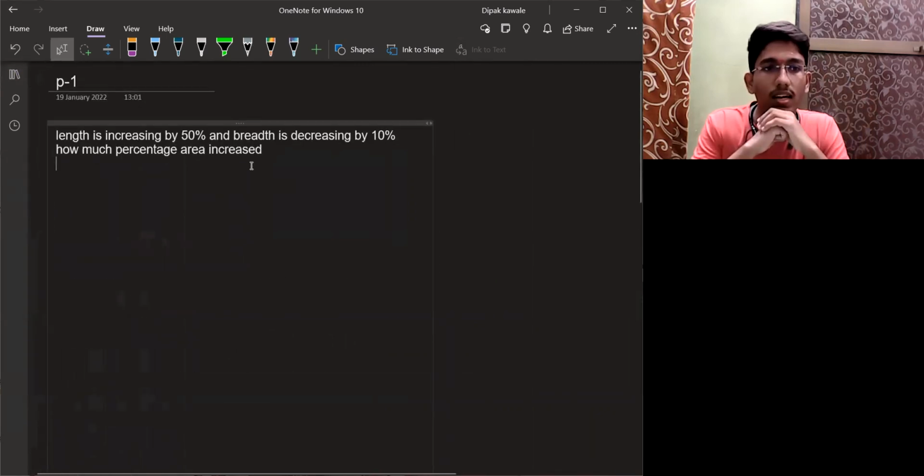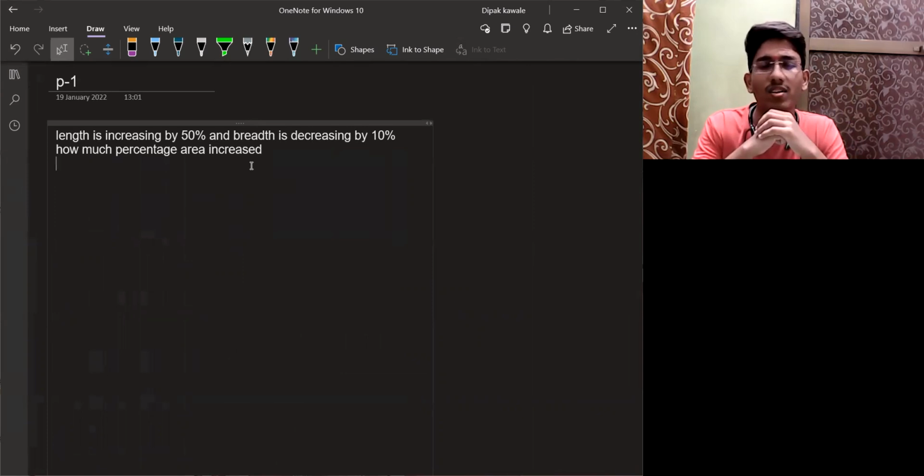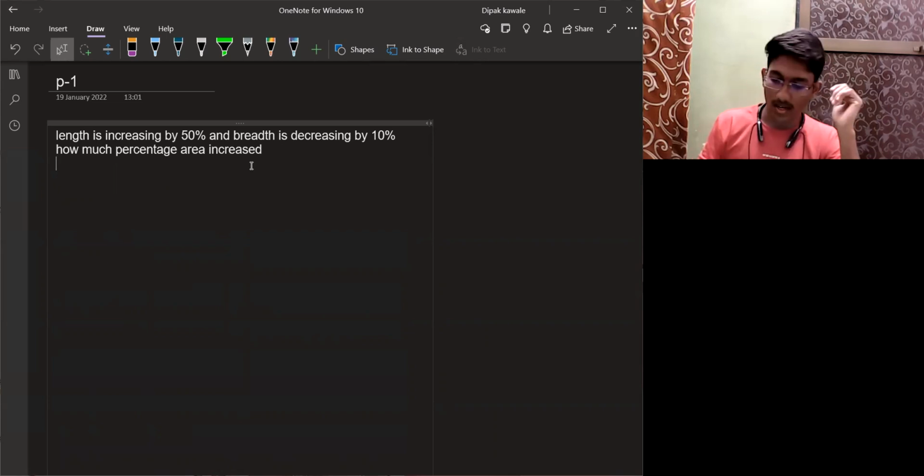Assume that length is increasing by 50% and breadth is decreasing by 10%. How much percentage does the area increase? Same approach. We have to assume that our initial value is 100. Sir, why 100? Because it is easy to calculate with 100. Correct, guys? You can do it with anything, 1000, 10, or 50, but for our understanding purpose, we are assuming it as 100.